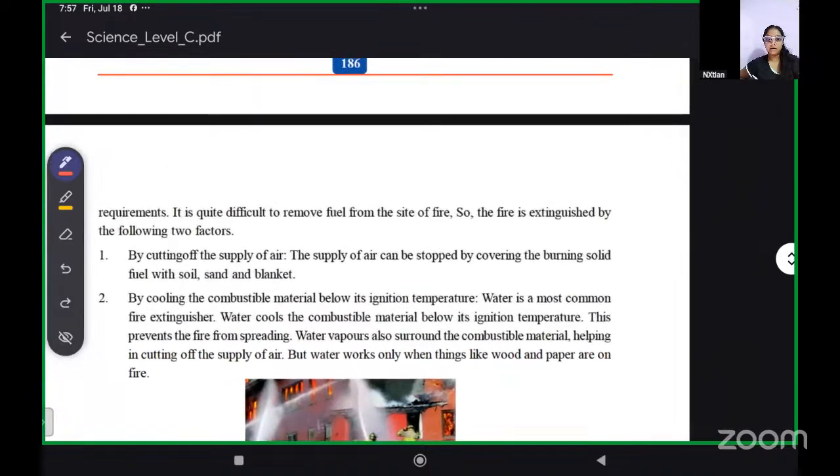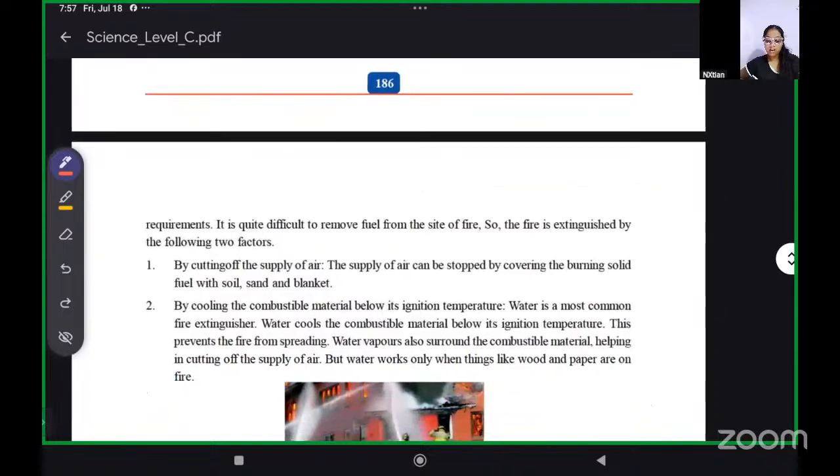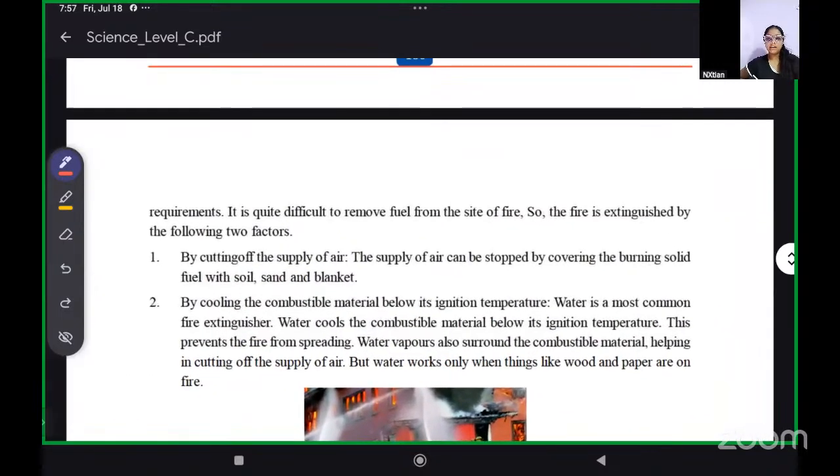Let's read about it. So the fire is extinguished by the following two factors. First is by cutting off the supply of air.